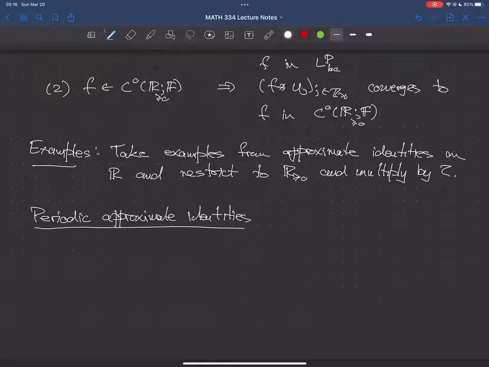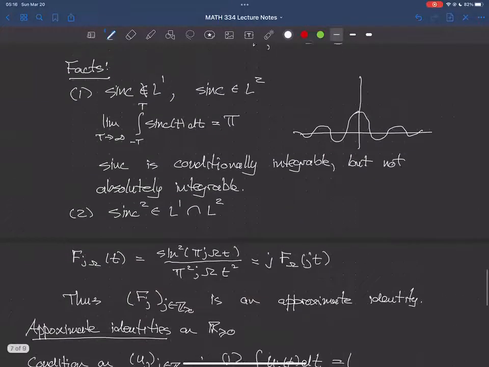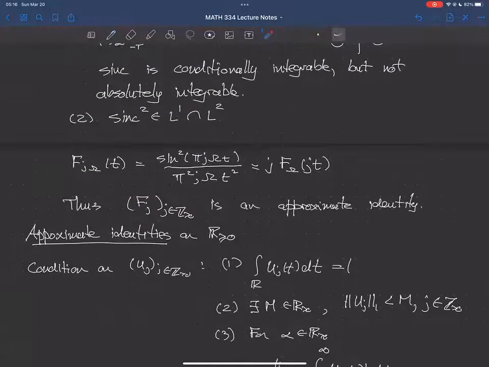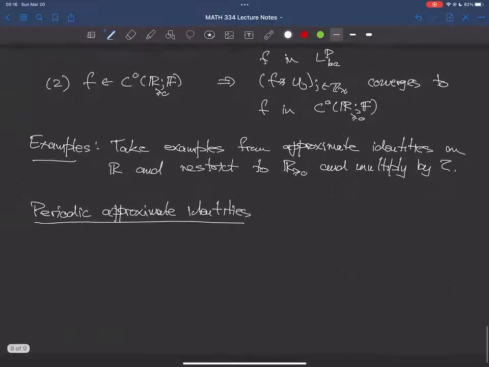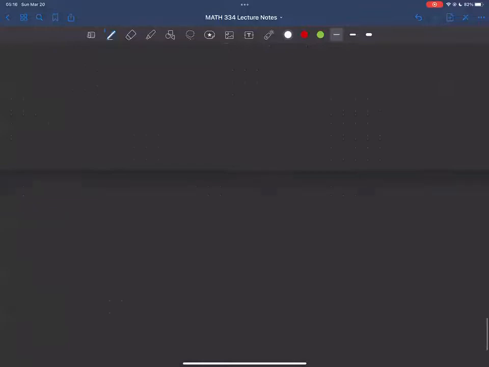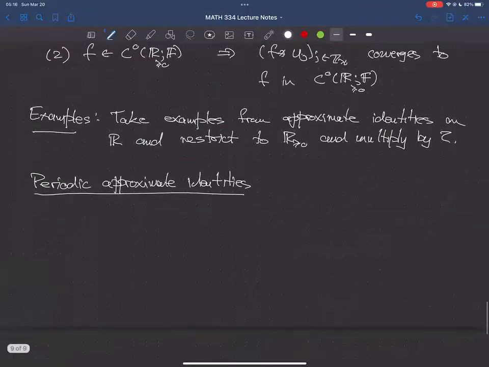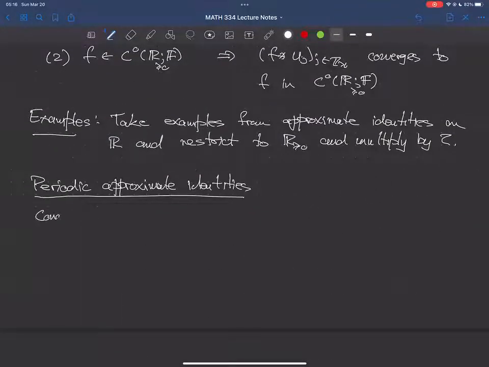Okay, so what are the conditions? I'm just going to do like I did here and state the conditions on the sequence u_j. And they're the obvious conditions.